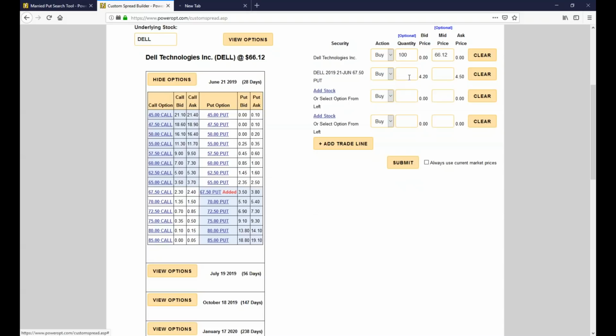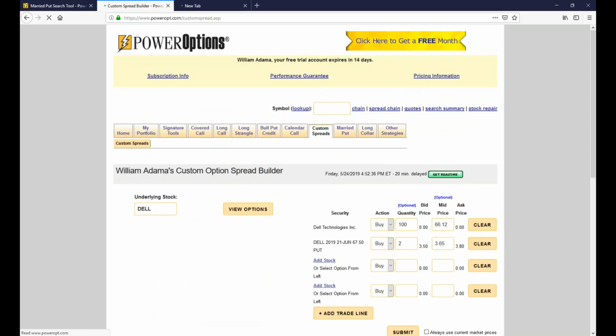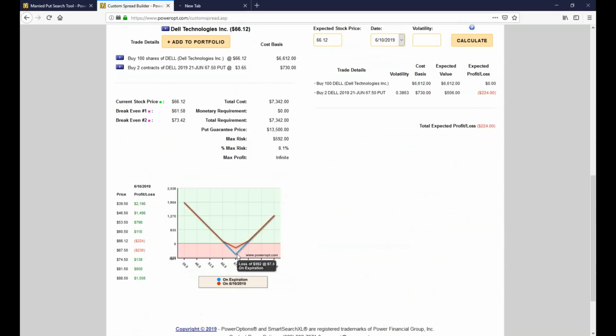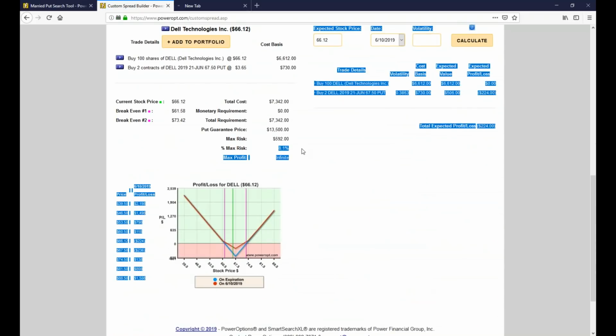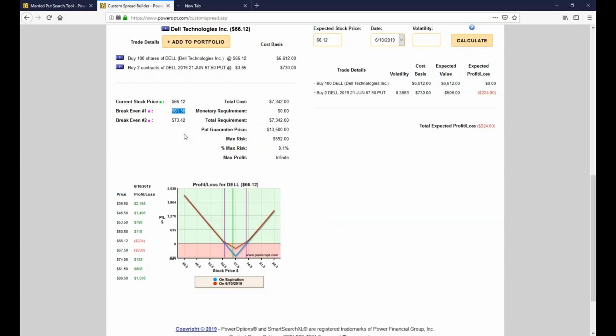What's going to happen? Well, that natural divot is going to be lower. It's 8.1%, equal to the risk I had on the married put position. Now, sure, this gives me a huge profit to the downside if it drops about 9%, 8%.